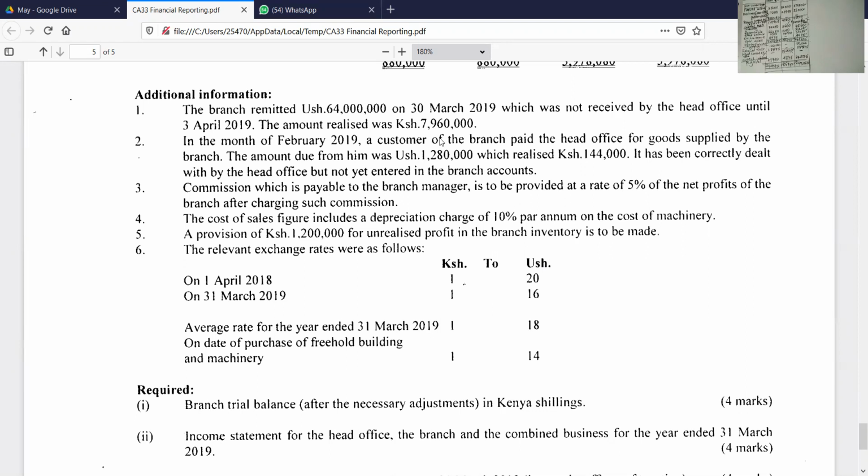Same thing. Number 2, in the month of February, a customer of the head office, this was working number 4, additional information number 4. In the month of February 2019, a customer of the branch paid the head office for goods supplied by the branch. So the amount due from him was 1 million, in terms of Ugandan shillings, which realized this amount. It has been correctly dealt with by the head office, but not yet entered by the branch. The same concept.